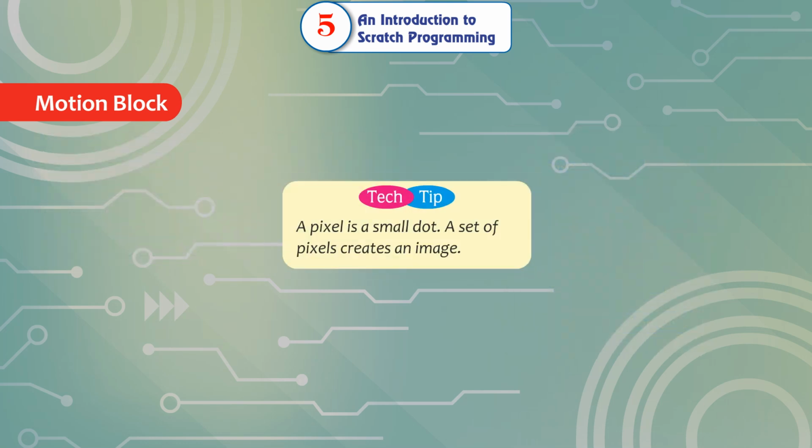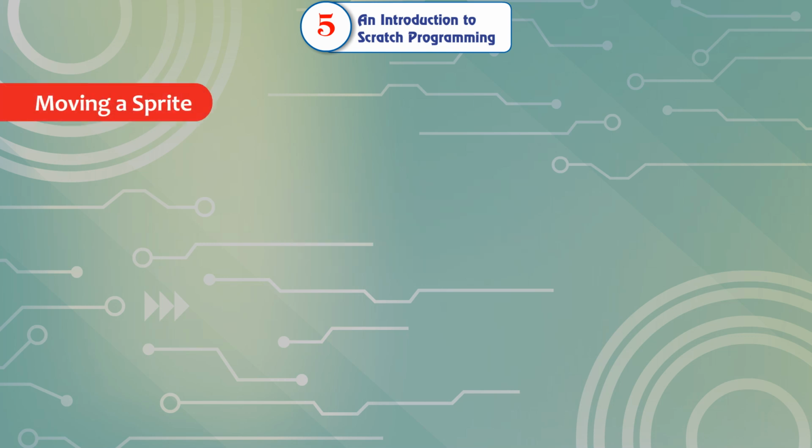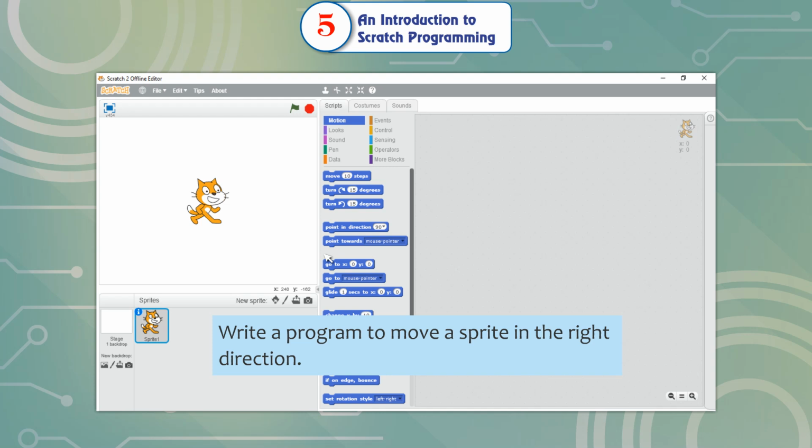Tech tip. A pixel is a small dot. A set of pixels creates an image. Moving a sprite. Write a program to move a sprite in the right direction.